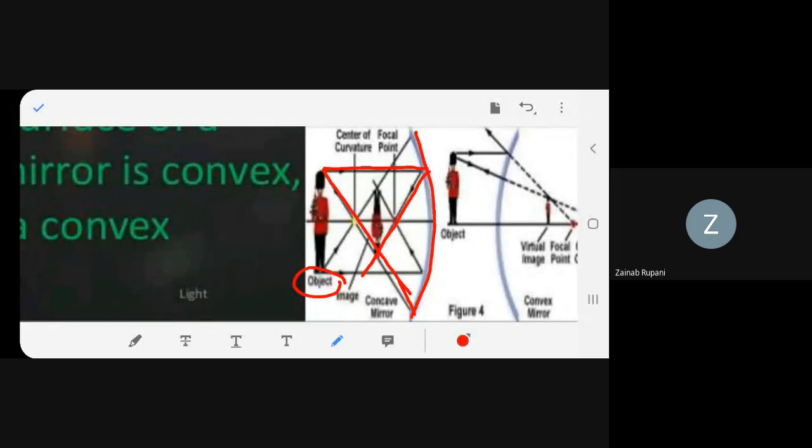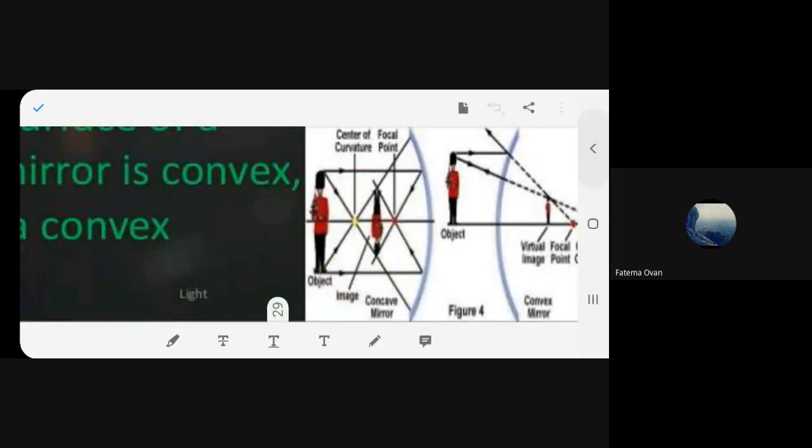Then from the object, from the head it went down, and from the legs it will go from here. Can you see this? Yes, ma'am. And from the leg portion also it goes straight and then it cuts from the focus. So where does it meet? Here. So this is going to be the image. This is how the image is formed.